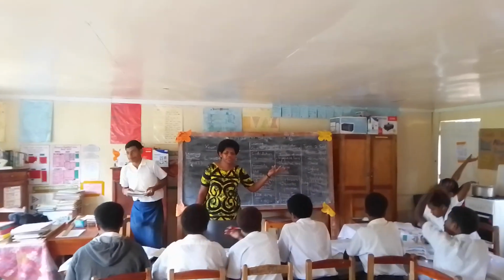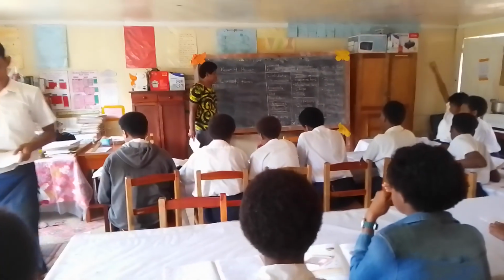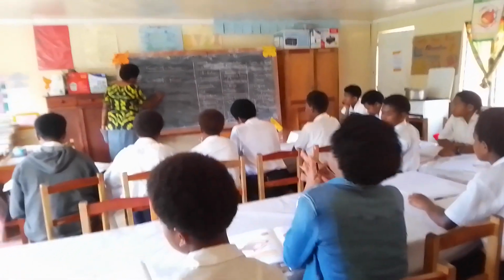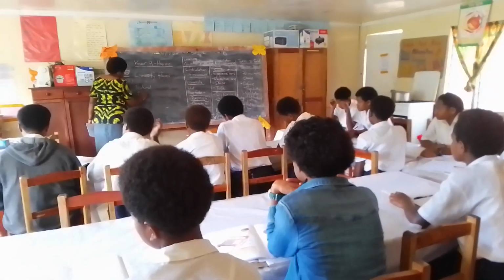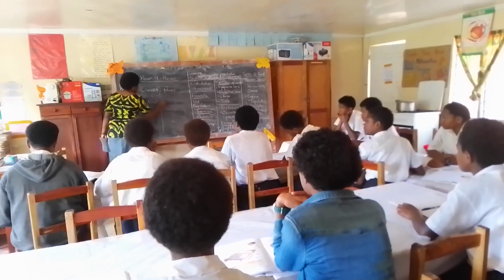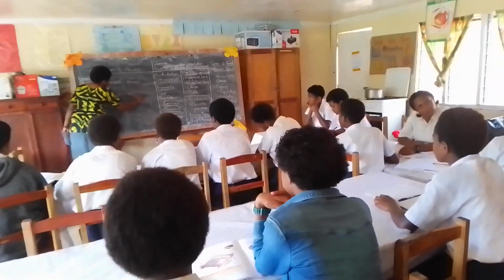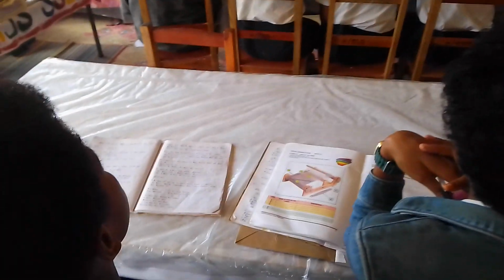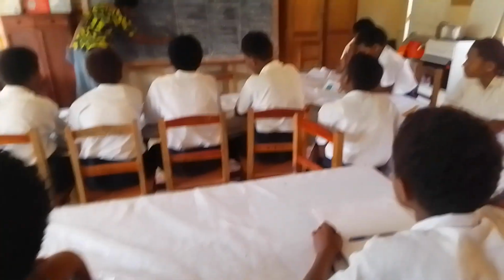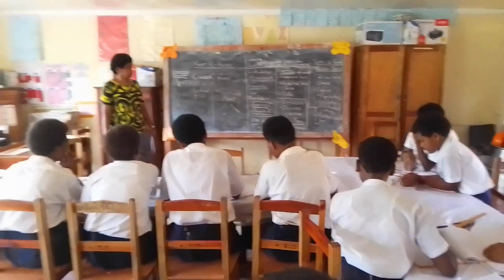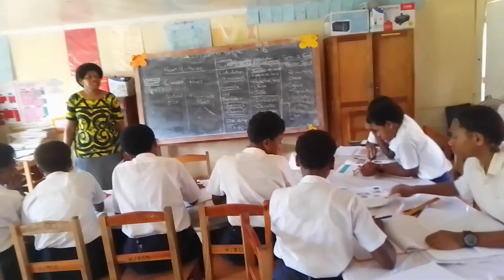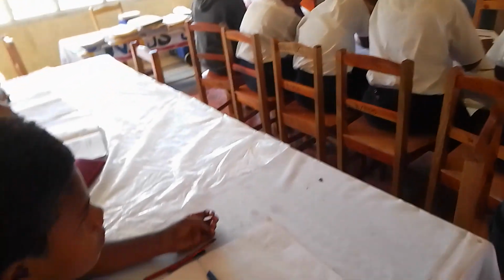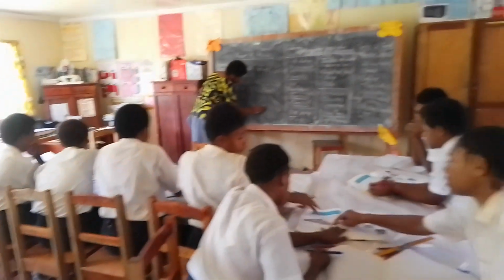Natural fibers and man-made. Very good. Natural fiber and man-made. Under man-made fibers, you'll have two examples again. What are the two types of man-made fibers? Synthetic fibers. Very good. Synthetic and regenerated fibers.